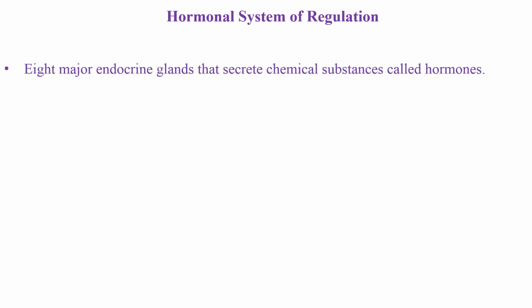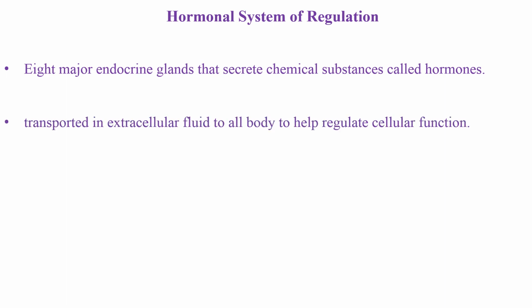Body functions are also regulated by the hormonal system. There are 8 major endocrine glands in the human body that secrete chemical substances called hormones. Hormones are protein in nature and are transported in extracellular fluid to all parts of the body to help regulate cellular functions.